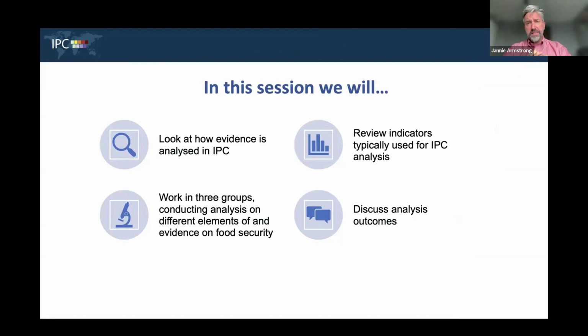But what we're going to do in this session is look at how evidence is analyzed for the IPC. We draw in evidence from a range of different domains, from economics, public health, meteorology, agriculture, sociology, political science, and bring it all together. And this is the basis for our analyses. We want to introduce you a little bit to the indicators we use, and then give you a chance to go through some of this multi-sectoral information that we work with to try to figure out how then to characterize a food insecurity crisis. And then we'll come back together and talk about what we found and how that all fits together, and see what you all think about the way that we work.